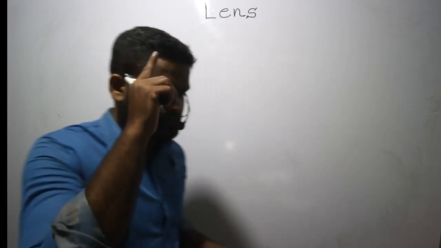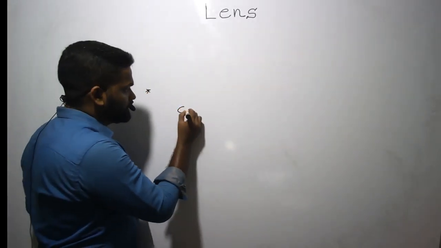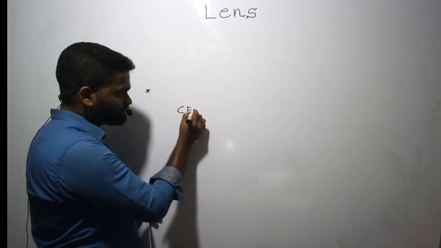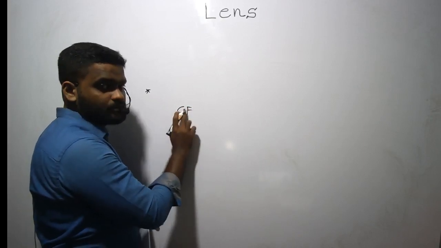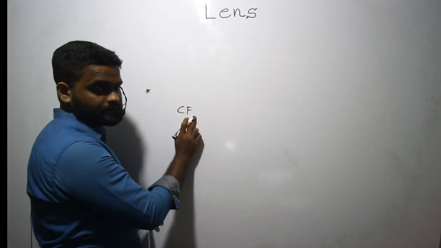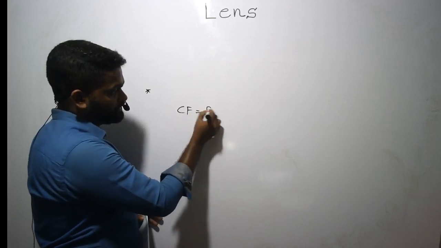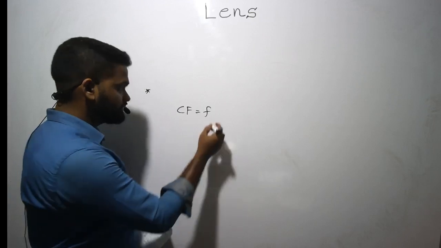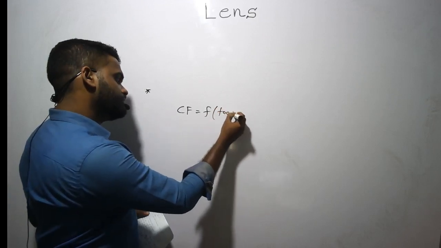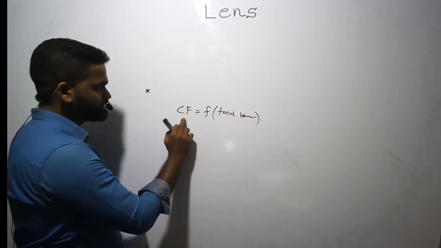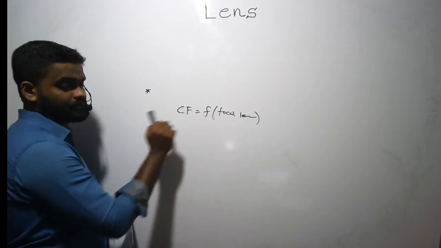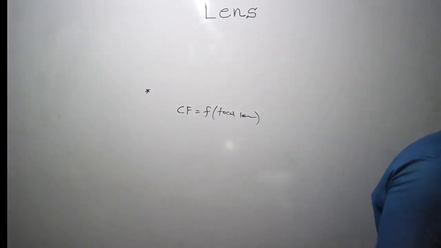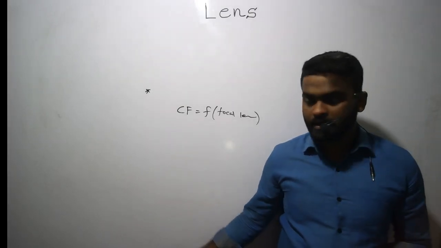Then according to the diagram, C is the optical center. From C to F, C to focus, is what we call focal length. CF equals focal length, simple f. You can name it focal length. Write it down: CF equals simple f, which we call focal length.